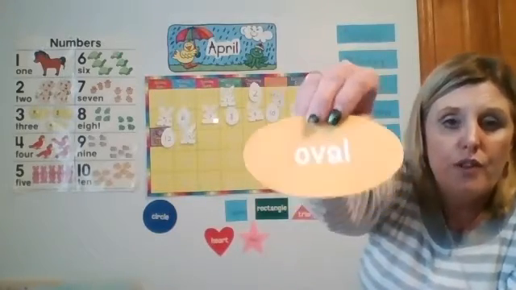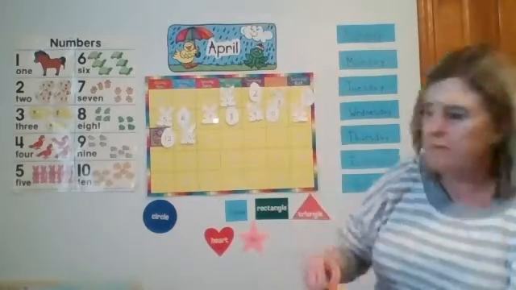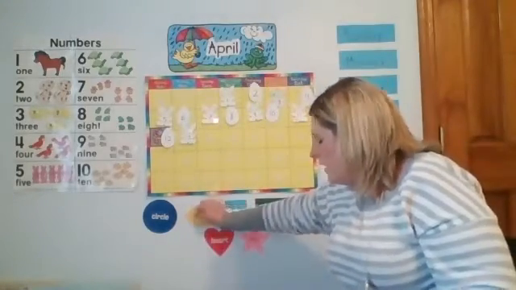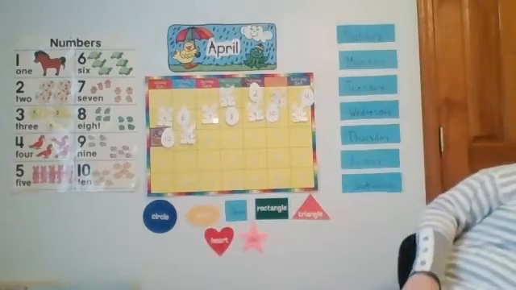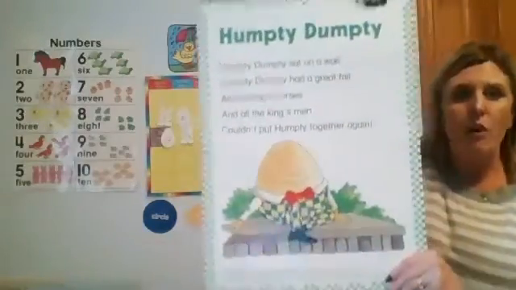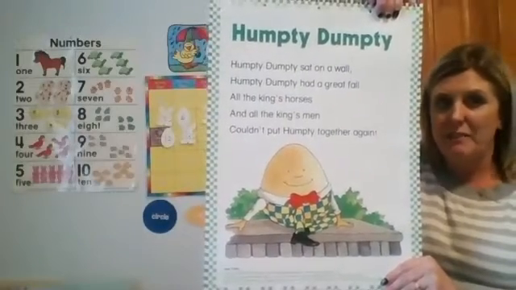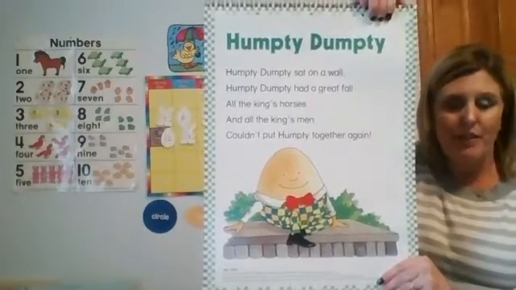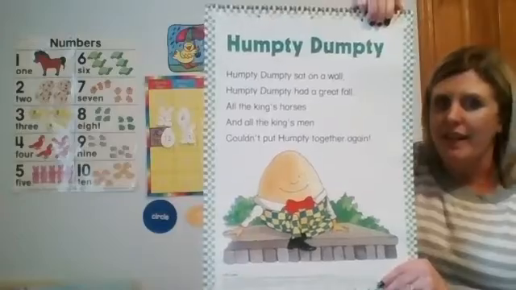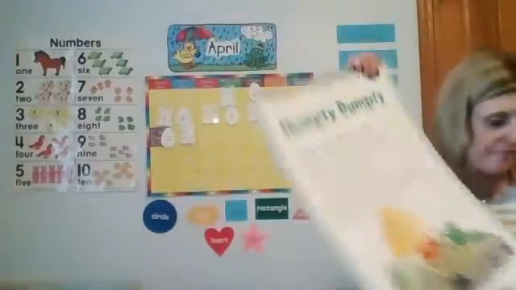Oval, oval. It's kind of like a squished circle. Humpty Dumpty was an oval egg. Do you remember that with our Humpty Dumpty? Humpty Dumpty sat on a wall. Humpty Dumpty had a great fall. All the king's horses and all the king's men couldn't put Humpty together again. He was a broken egg then, but he was in the shape of an oval.